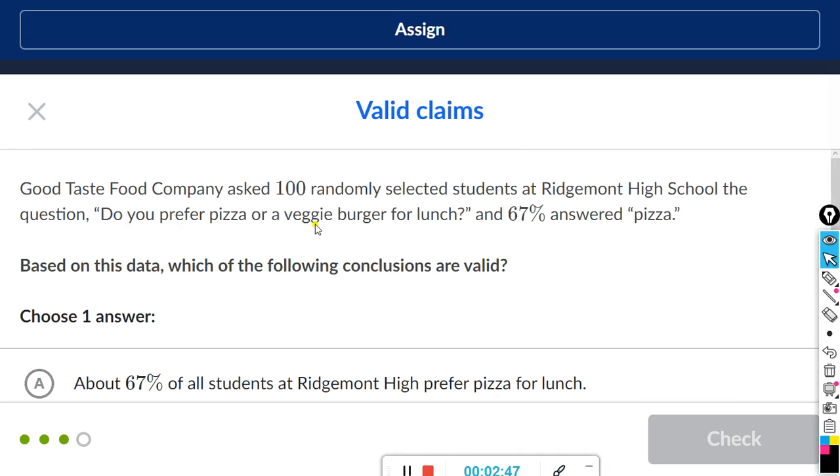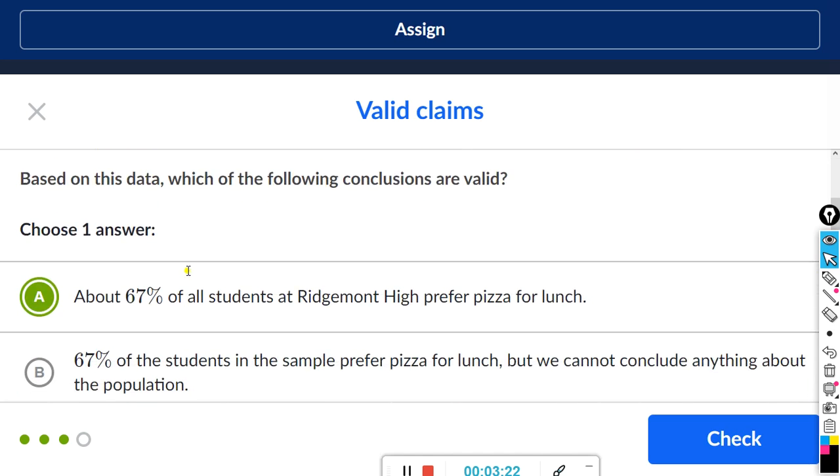Good Taste Food Company asked 100 randomly selected students at Ridgemont High, do you prefer pizza or veggie burger for lunch? 67% answered pizza. Okay, answer A, about 67% of all students at Ridgemont High prefer pizza for lunch. Well, I think that's it because they asked 100 randomly selected students from the high school, okay? The pool of students they selected from was the entire high school. And they said about 67%, not exactly. So I'm going to go with A.